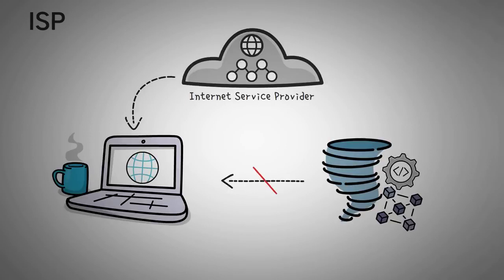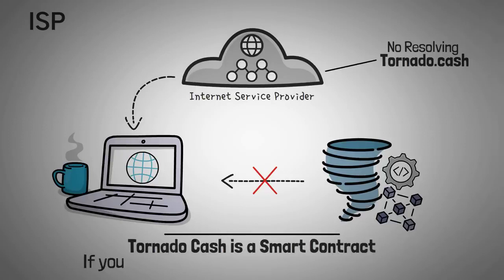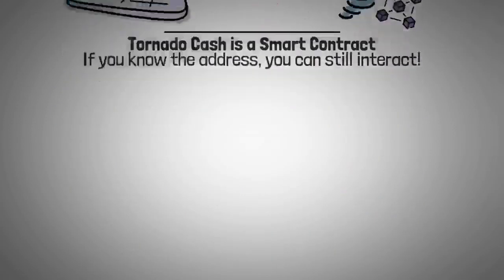They can simply block any Tornado Cash web assets from being delivered to your address, and they can also prevent any DNS domain name lookups from resolving Tornado.cash to an IP address, effectively preventing you from using them. Now, some developers out there might say this simply blocks the user interface to Tornado Cash though. Since Tornado Cash is a smart contract, if you know the contract address, you can still interact with the contract.